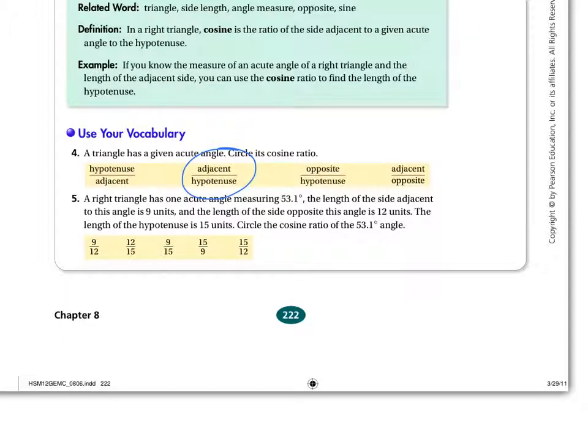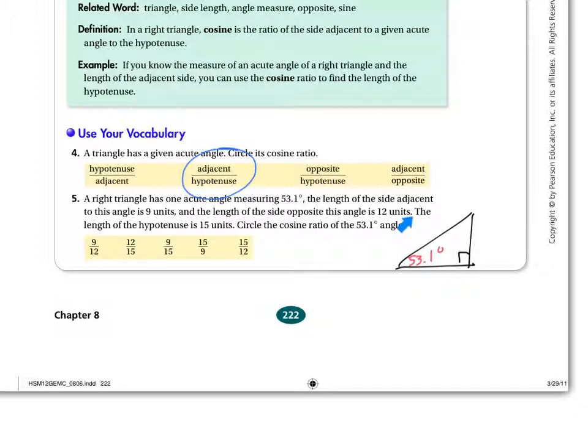And then I want you to draw a picture of what they're describing here. A right triangle has one acute angle. So here's our right triangle. It has one acute angle of 53.1 degrees. The length of the side adjacent to this angle is 9 units.